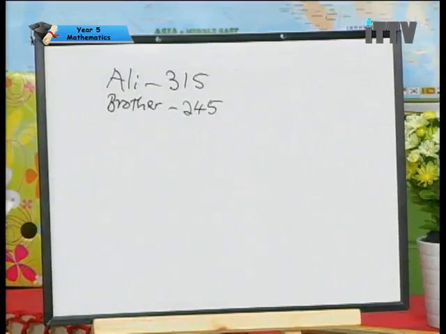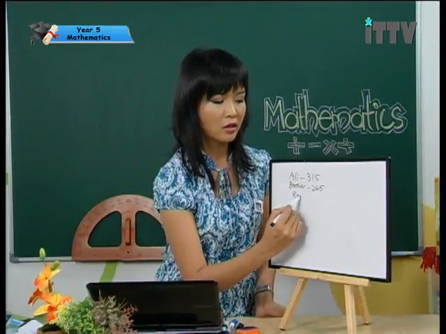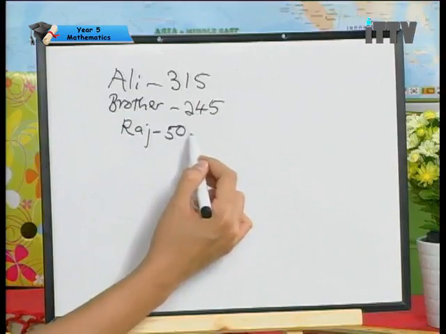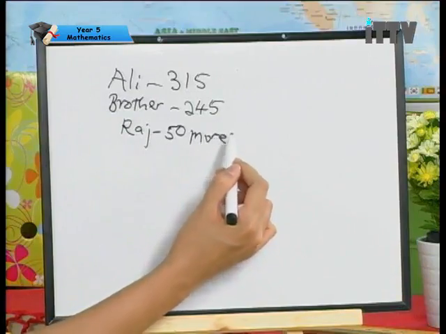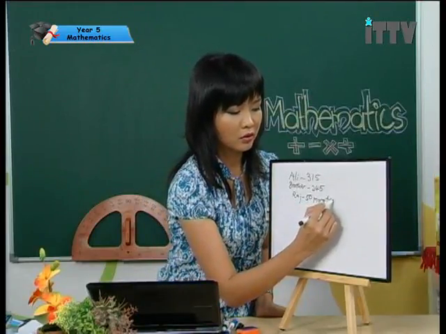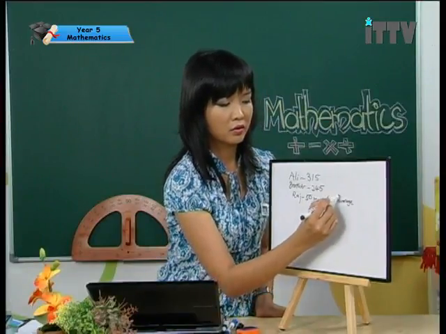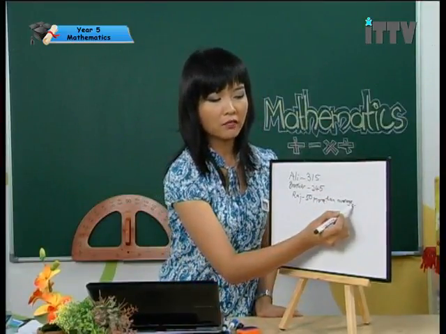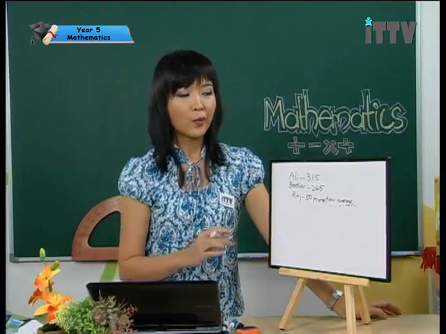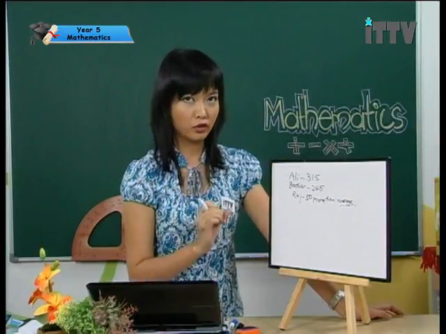Now, the question says there is another friend, and his name is Raj. Raj has 50 pieces more than the two brothers' average. More than the average, okay, of the two brothers. Now, what is the meaning of average? Okay, average is when we take the total divided by the number of groups.